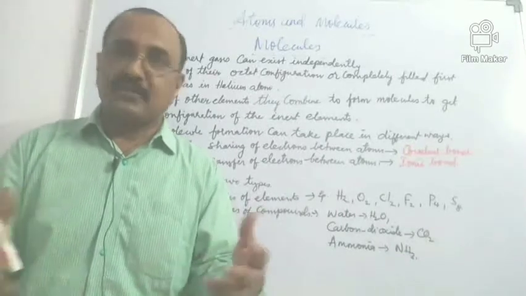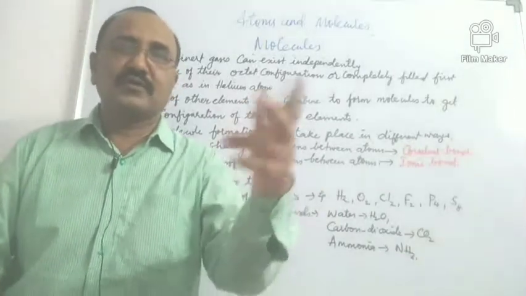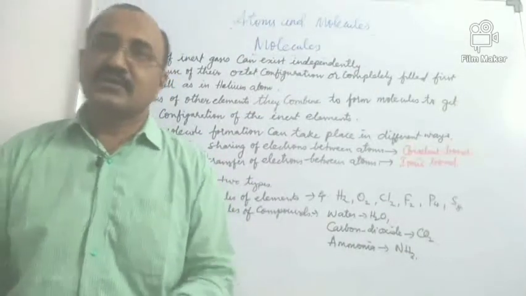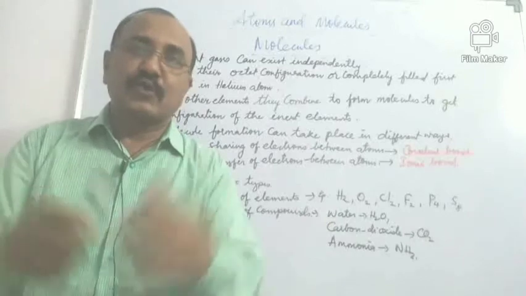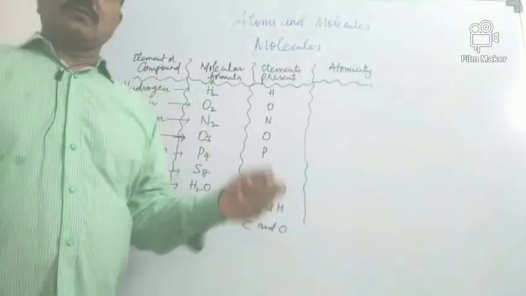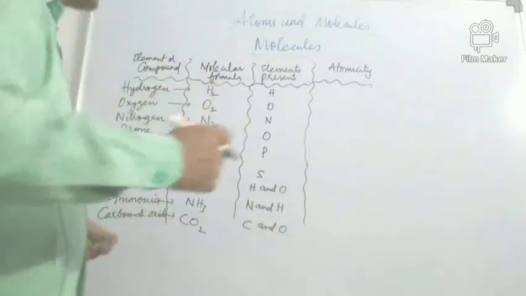So children, these ionic bond and covalent bond you'll be learning in detail in your next class, that is class 10. Okay children, now we are going to talk about atomicity. What is atomicity? So children, we are going to learn about atomicity.